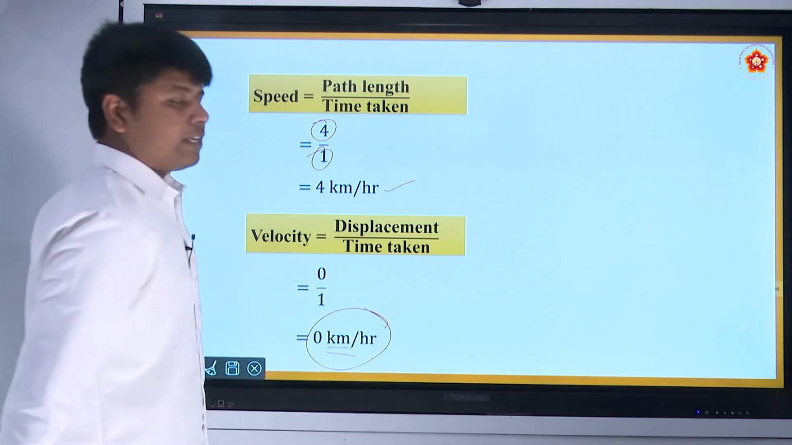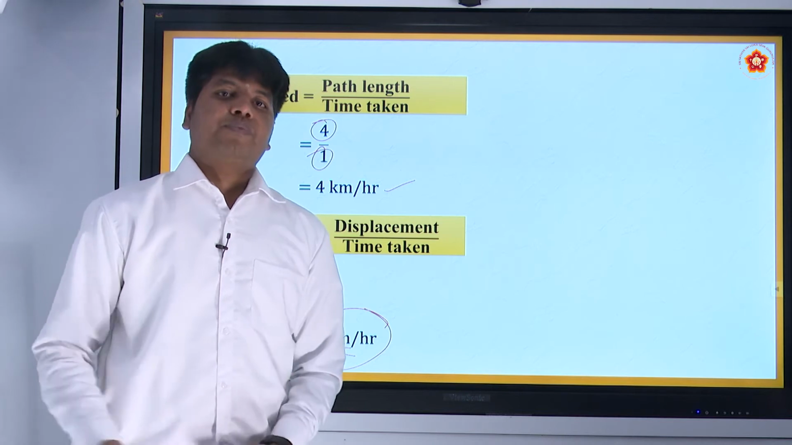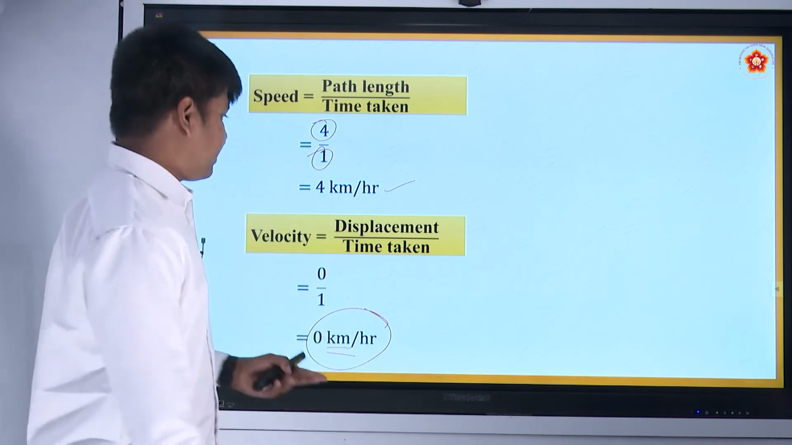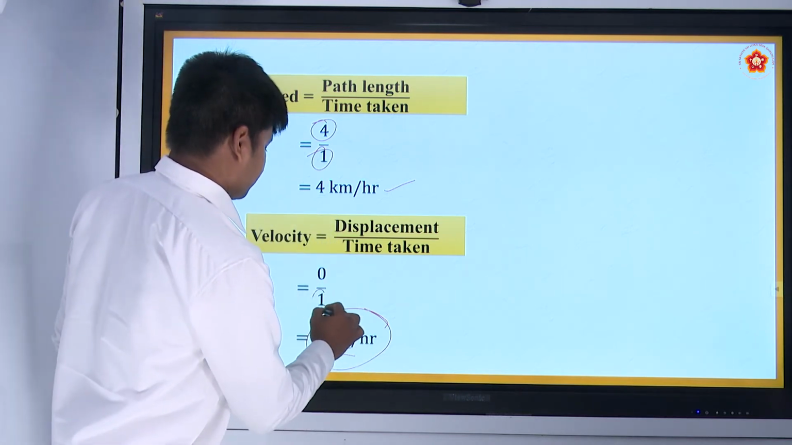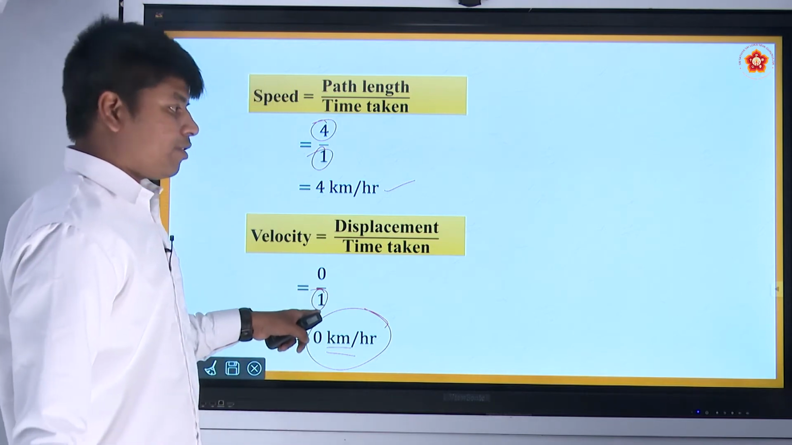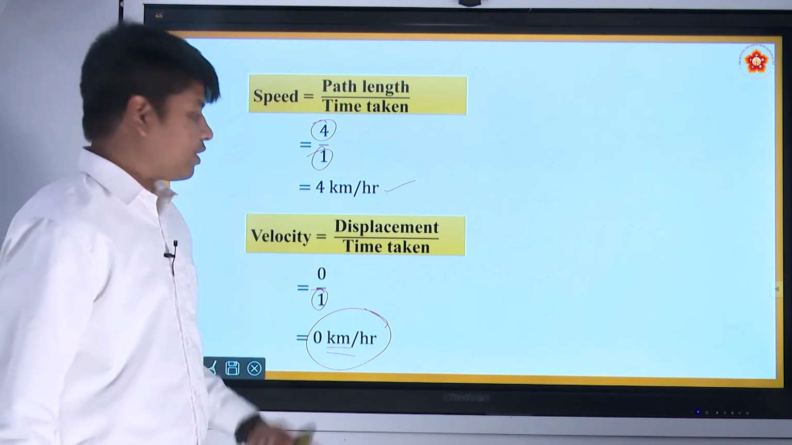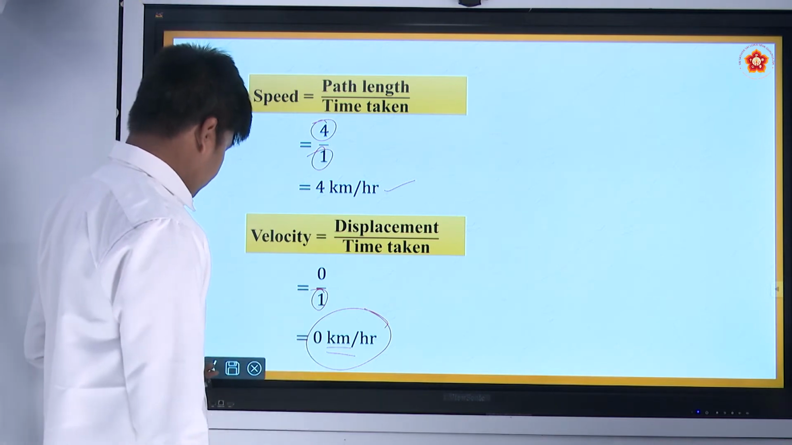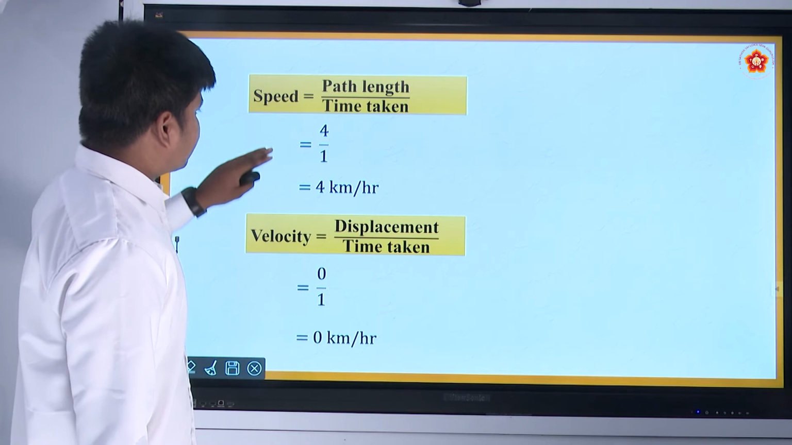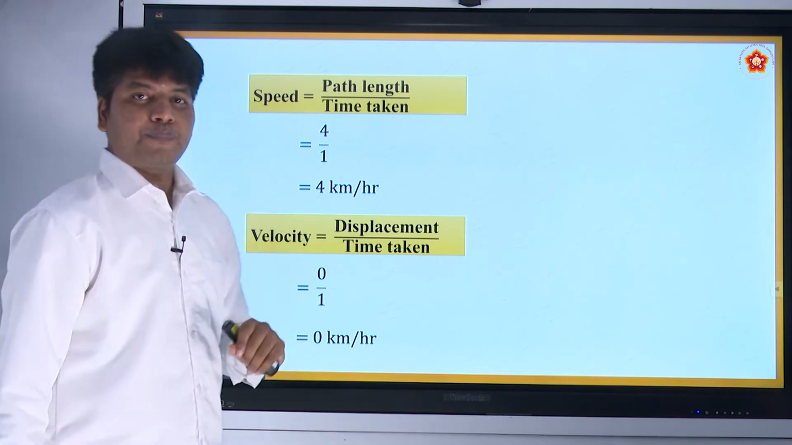That means he is not changing the position as the time progressed. We are taking the time interval of 1 hour. If you take the time interval of 1 hour, after 1 hour you see the object is at the same position. So velocity is 0. So we got familiar with the terms of speed and velocity.